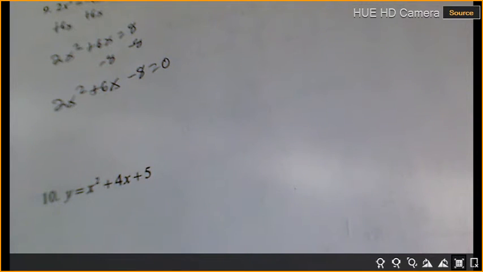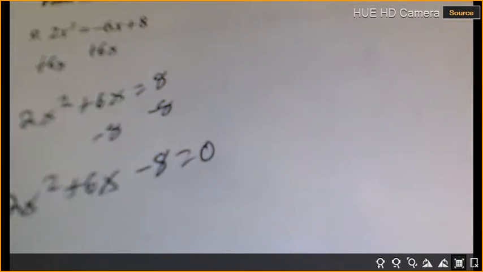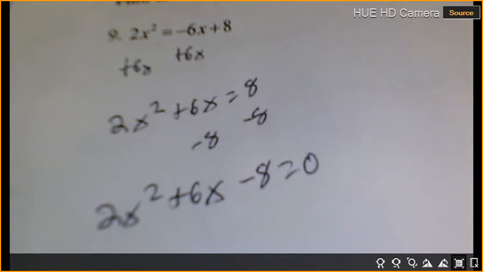10, you just make y 0. All you did is get everything to the other side so it equals 0. You could have subtracted 2x squared. Yes. But I like 8 positive. So, you still get the same answer.